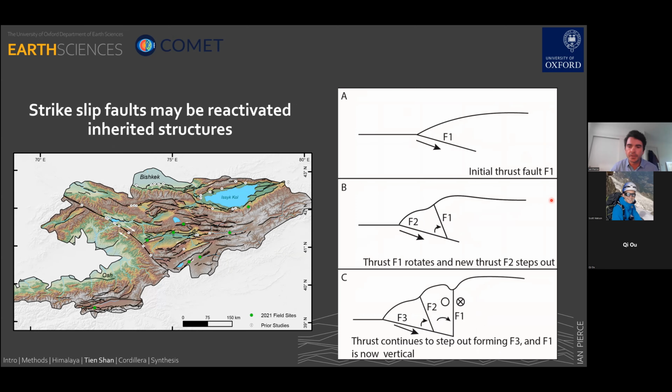Originally, a low-angle thrust might form like in the Himalaya. With continued deformation, that fault steps out again, and the hanging wall of the fault, where the old fault is, is rotated by folding from continuing displacement. This process continues until faults are eventually rotated to a vertical orientation. These inherited structures then are in an optimal orientation to fail as a strike-slip fault.